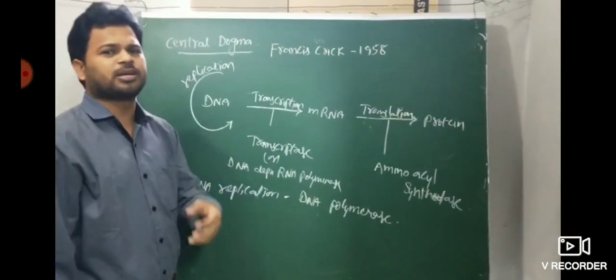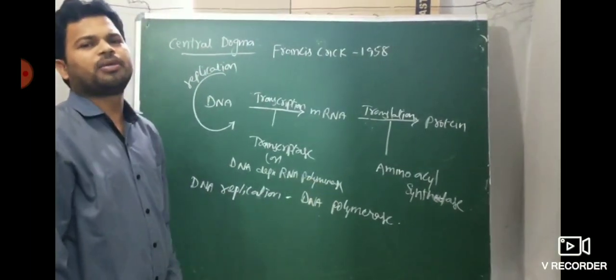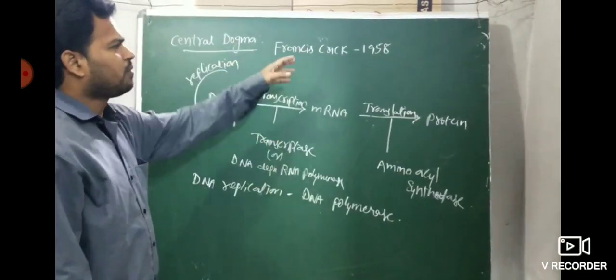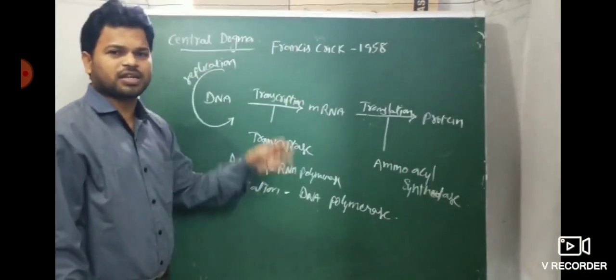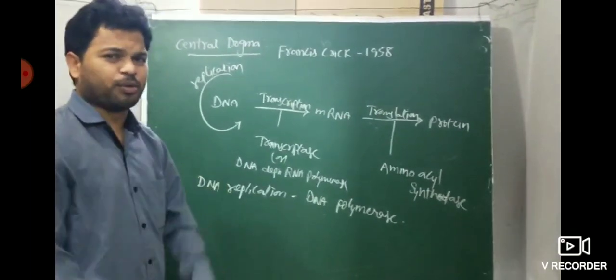Of course, the enzyme involved in DNA replication is DNA dependent DNA polymerase enzyme. This is an important central dogma given by Francis Crick in 1958. Sometimes this is very important.